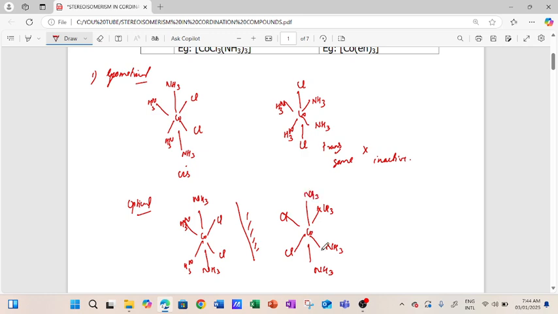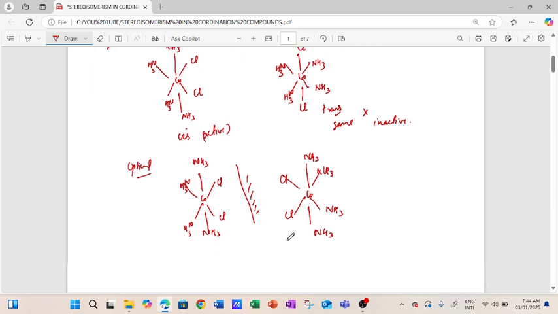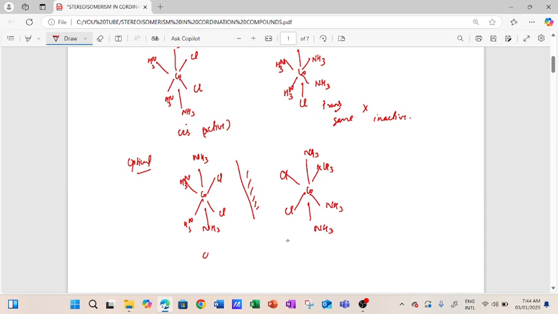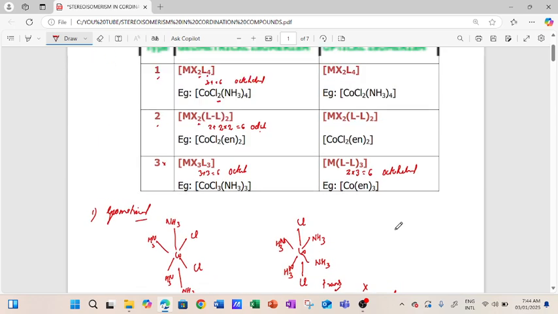So cis is optically active. Why? Because it forms a non-superimposable mirror image. One isomer can be called dextrorotatory and the other levorotatory, in short D and L. So this is how we can draw geometrical isomerism and optical isomerism for the first type, which is MX2L4. I hope you understood.